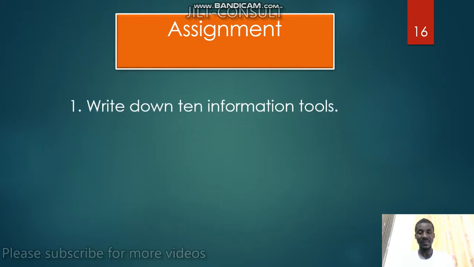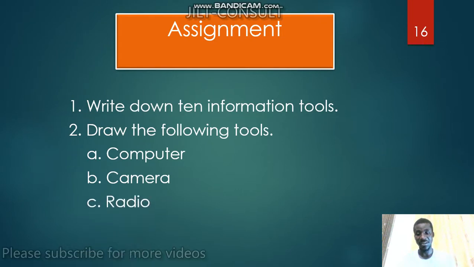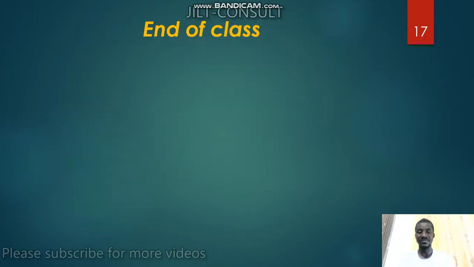Good. Now have this assignment. One, write down 10 information tools for me. Two, draw the following tools. One, computer. You're going to look at it and draw your own computer, but first of all you should try and then look at the picture again and draw it for me. Camera. You should be able to draw the camera, look at the picture and draw it. And we have radio, we have television. Try and draw these images for me nicely as your homework.